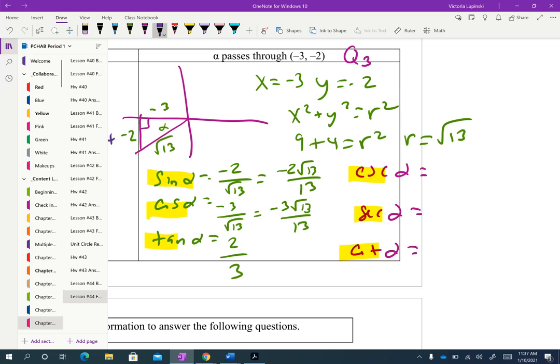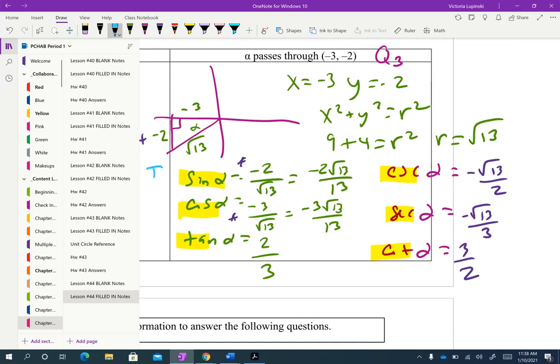Okay, so to find these ratios, remember, we're going to do the reciprocal, and of course, it's easier to do it before you rationalize. So I'm going to get -√13 over 2, -√13 over 3, followed by +3 over 2. Just as a reminder, all students take calculus. You are in the take quadrant, which according to the phrase means that the only things that should be positive are the tangent and the cotangent. And if you go ahead and check that out, it fulfills.